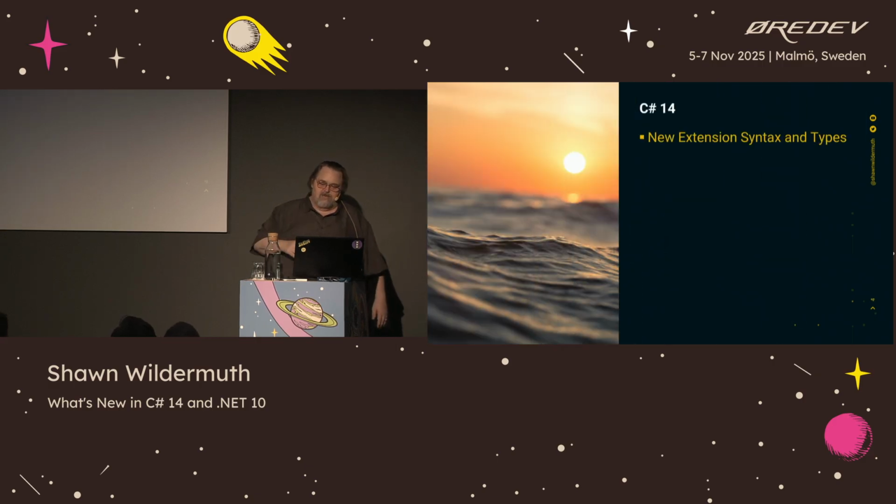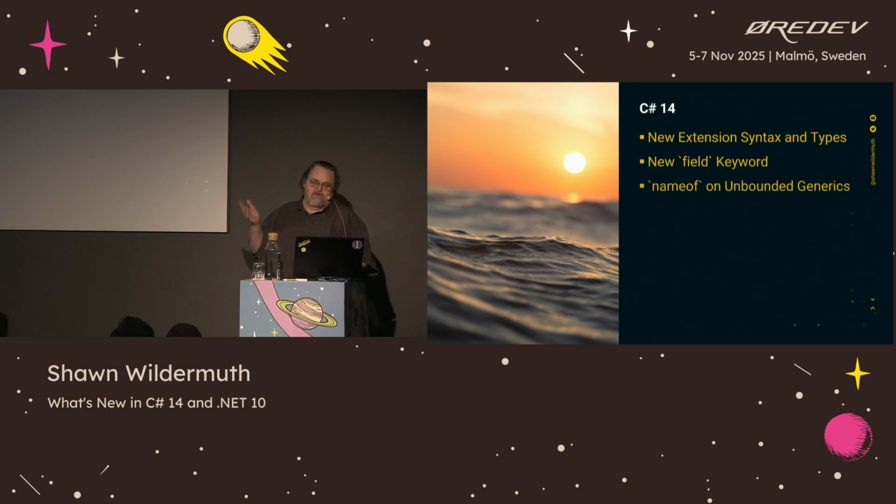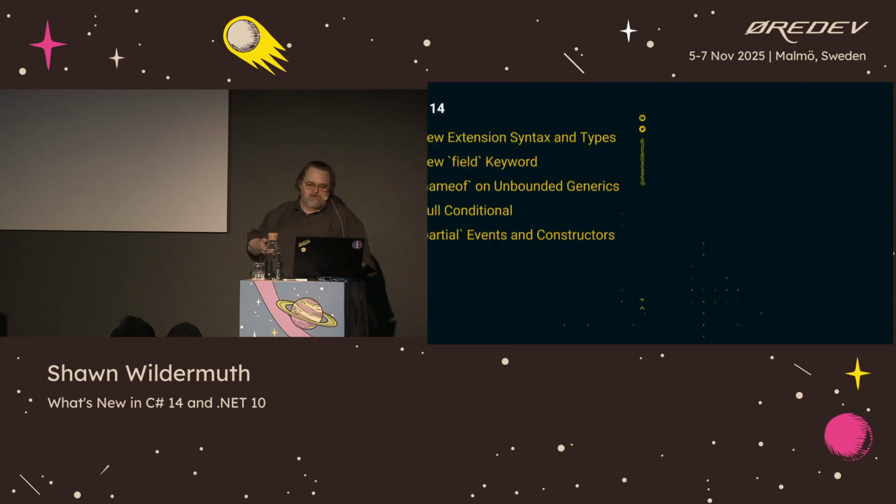C# 14 introduces a new extension syntax and types of extensions, and we'll show you what that looks like. There's a new keyword called field, and nameof on unbound generics. I'll show you what that looks like as well. Null conditional assignment, which is the happiest I've ever been at a C# feature in a long, long time. And partial events and constructors.